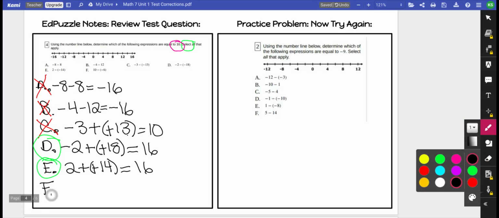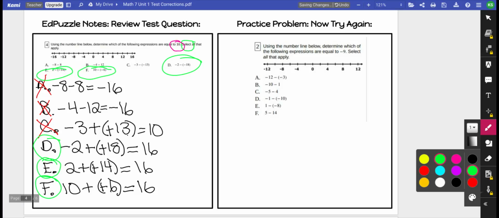So F says 10 minus a negative 6. Again, we have that double negative. When we have that double negative, remember, it makes it a positive, but that is only when they're right next to each other, like these problems. So now we have 10 plus 6, which again is 16. So we have 3 answers. So we have D, E, and F that are our answers.